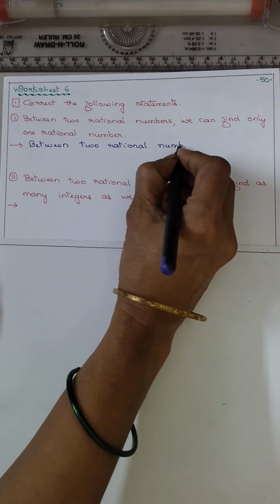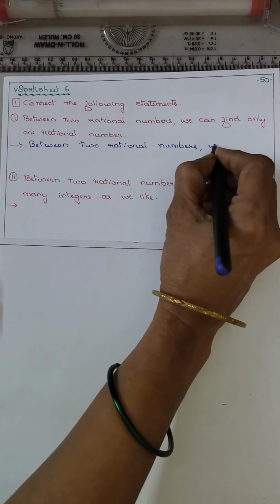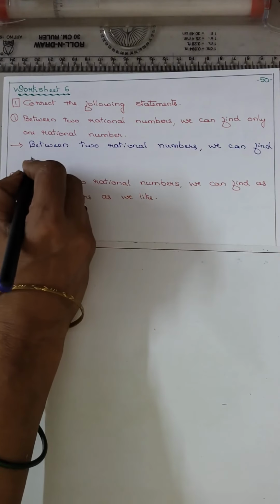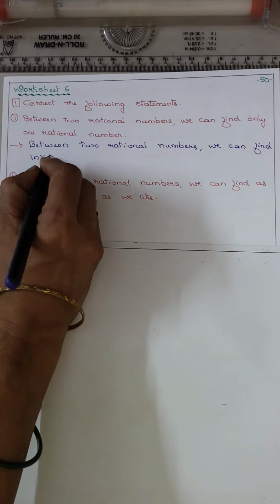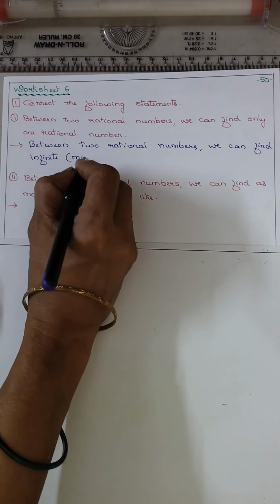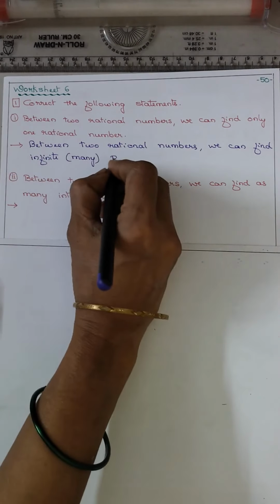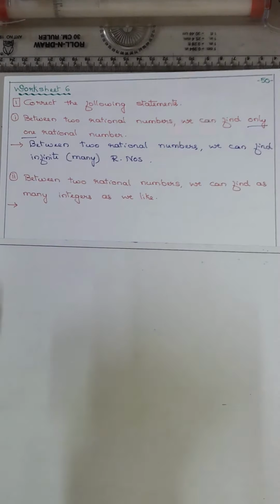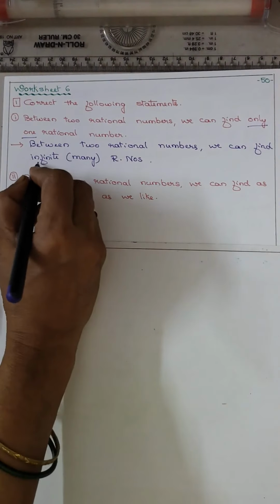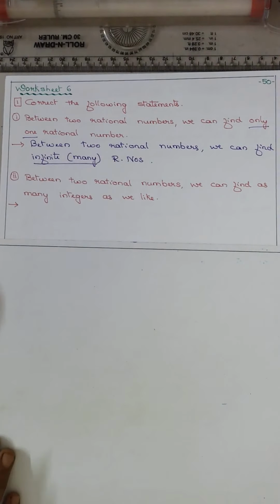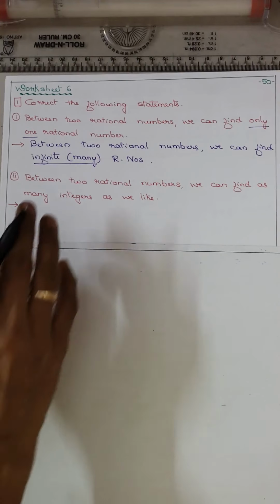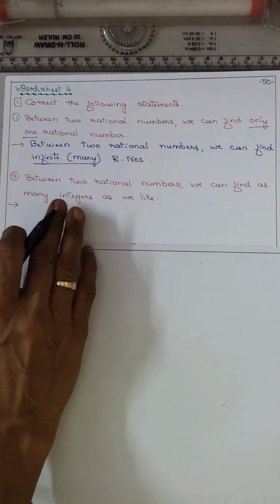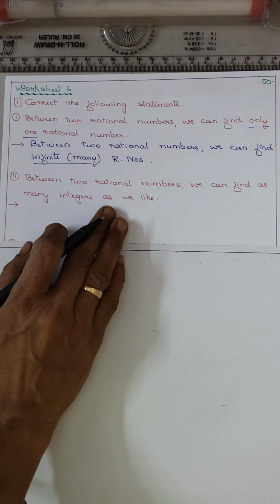we can find infinite or many rational numbers. So only one is the wrong answer. So what is the correct answer? Many or infinite. Now between two rational numbers, we can find as many integers as we like.